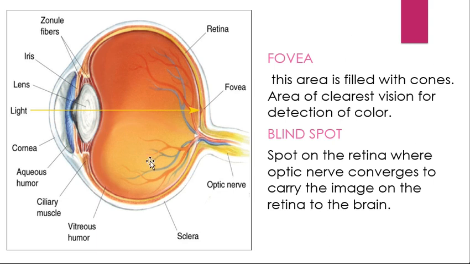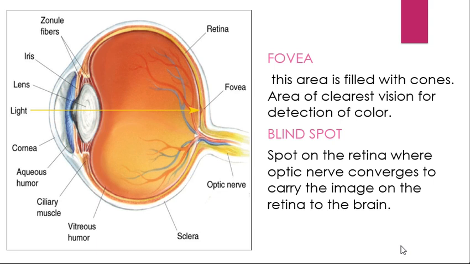Okay. Another part is the blind spot. Blind spot, it is a spot on the retina where there are no rods and cones. There are no receptor cells. If there are no receptor cells, vision will not be produced. It is at this point that the optic nerve converges to carry the image on the retina to the brain. There are no rods and cones at this point because of the convergence of retina and optic nerve.